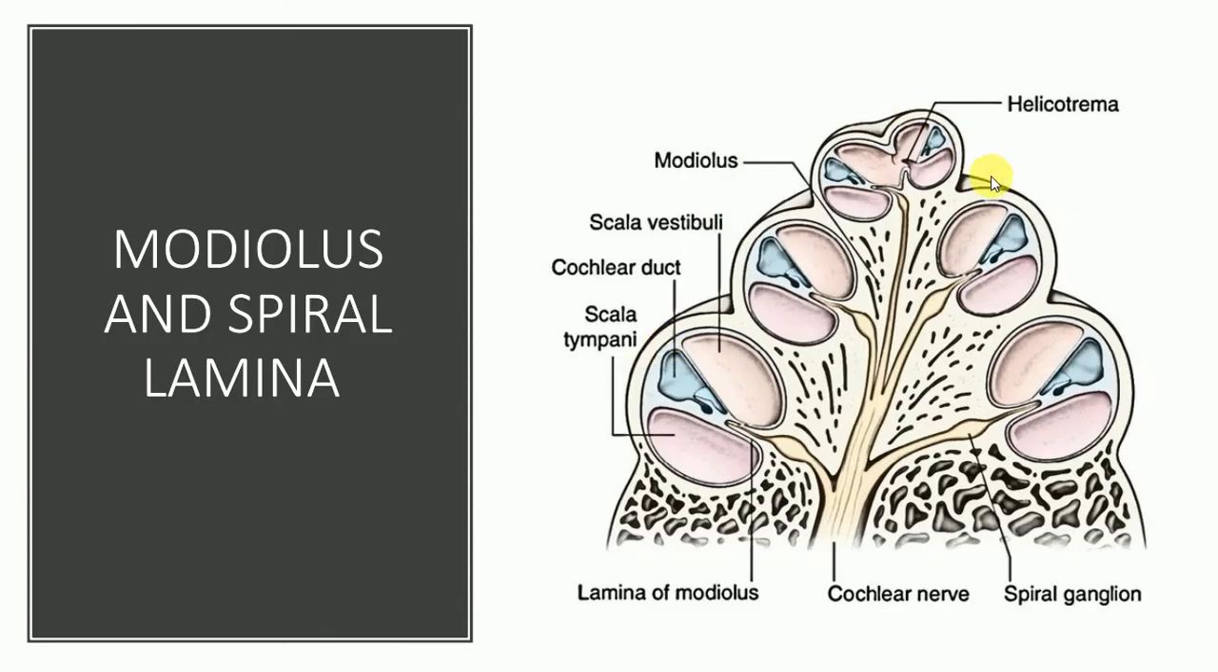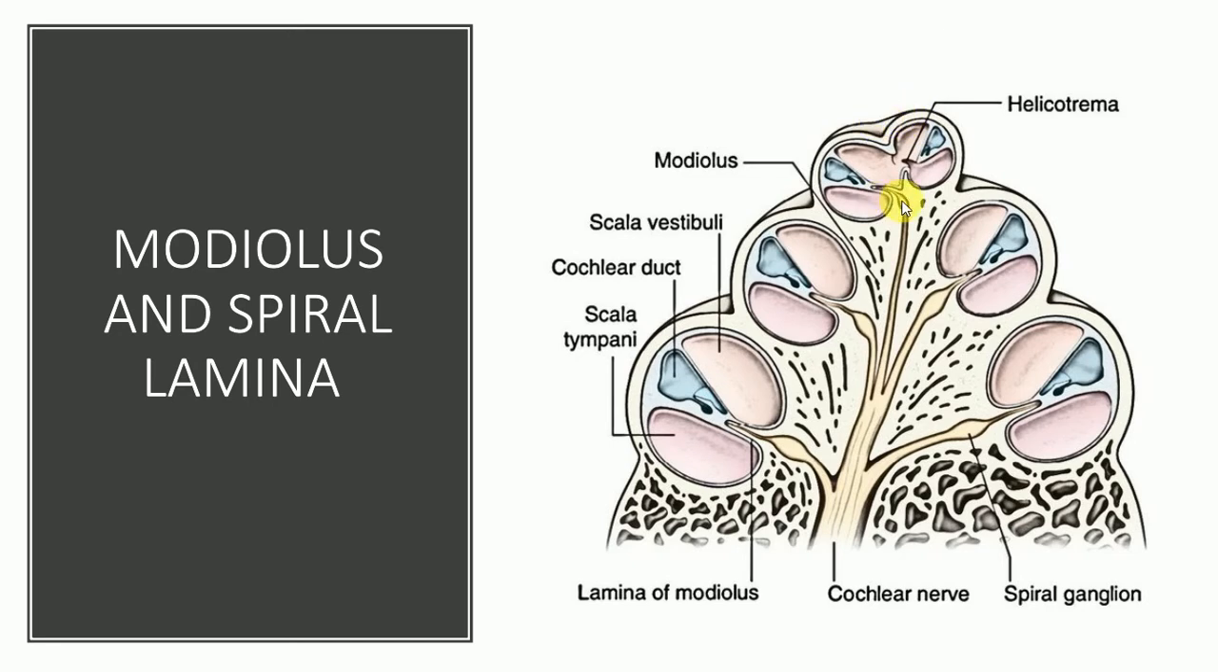Here we have a cross section of the bony cochlea, and inside, as we can see, we have these rounded structures and this pyramid-like bone running here. Now, this bone is called the modiolus. It's around this bone that the cochlea is spinning, forming that snail shell-like shape.